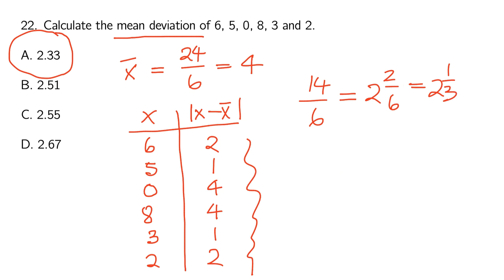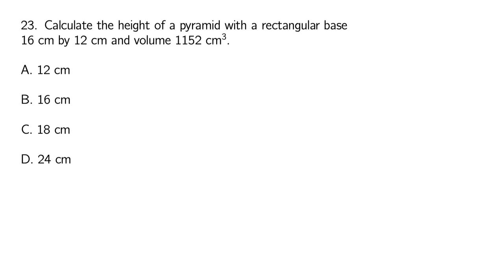The next problem is 23. It says calculate the height of a pyramid with a rectangular base 16 centimeters by 12 centimeters and volume 1152 cubic centimeters. We know that the formula for the volume, we are supposed to know this. The formula for the volume is 1/3 times the area of the base times the perpendicular height. So we substitute the values we have into this and find the one we don't have.